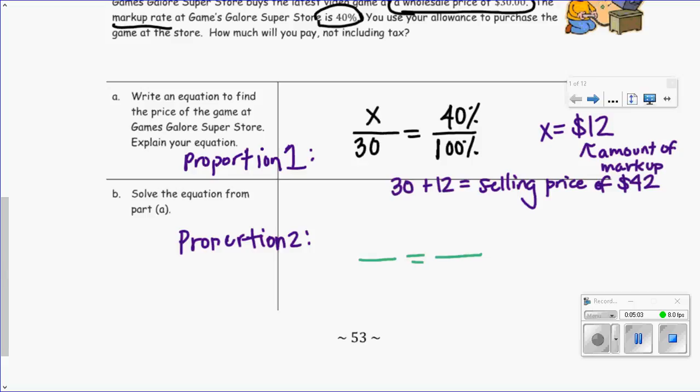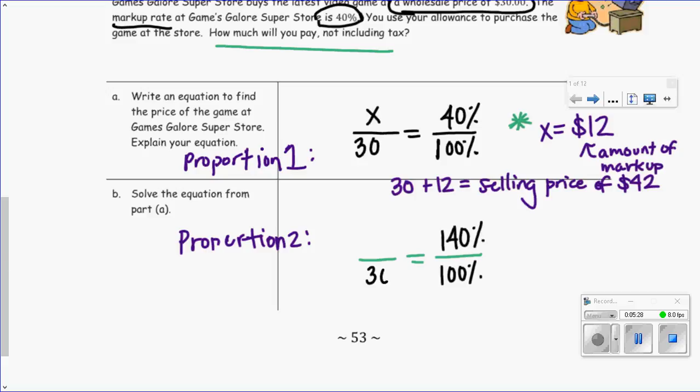Because you know that a lot of kids are going to tell me that $12 is the answer, right? You already know that. You know a lot of people are going to say $12, but the question says how much will you pay, not including tax. So in this proportion, let's go ahead and actually, instead of using 40%, what does it mean to mark something up by 40%? It means to pay 140% of the original cost.